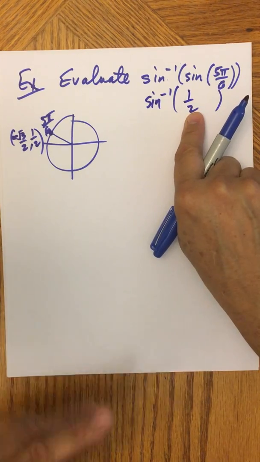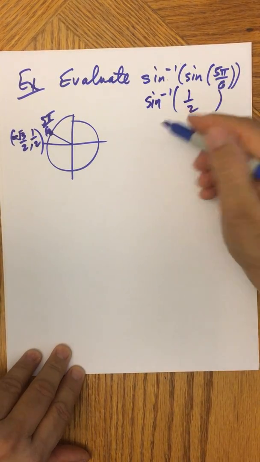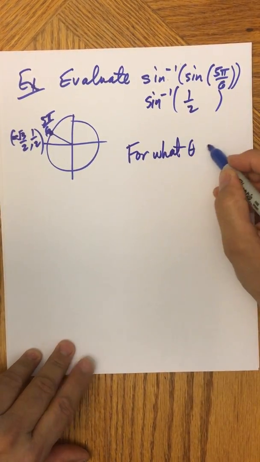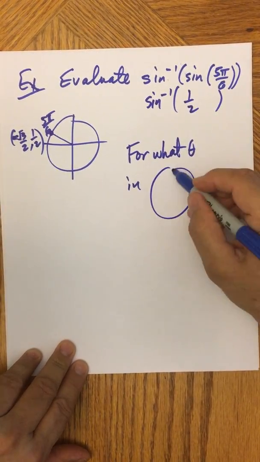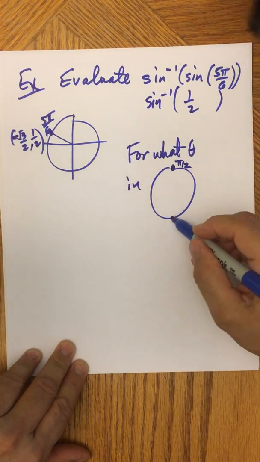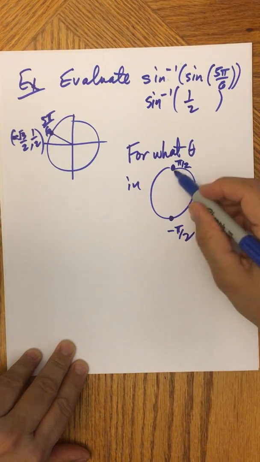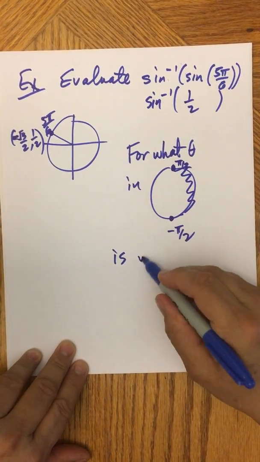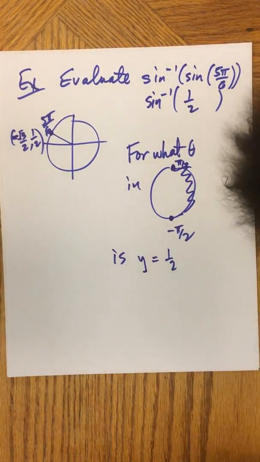Now a half is a valid input for the inverse sine. So then I ask myself, for what angle in here is the y coordinate equal to a half?